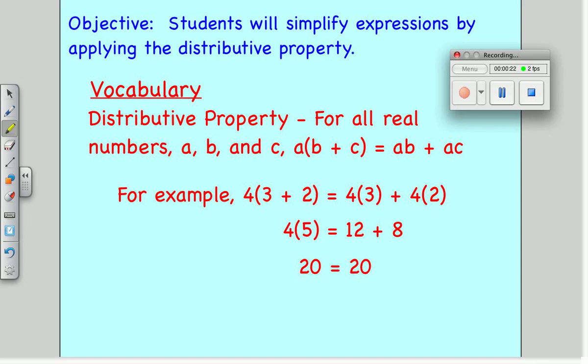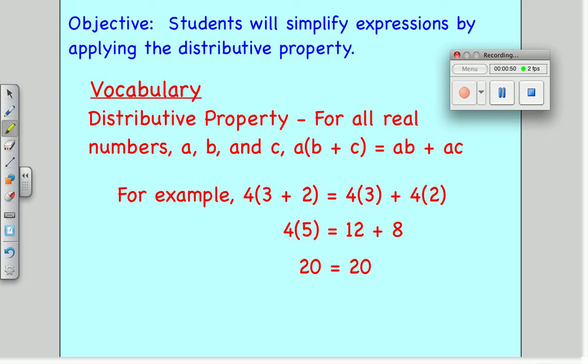The objective: students will simplify expressions by applying the distributive property. So again, we're going to simplify expressions by applying the distributive property. Let's see how we do that. The distributive property says that for all real numbers a, b, and c, a times (b plus c) is equal to a times b, plus a times c.